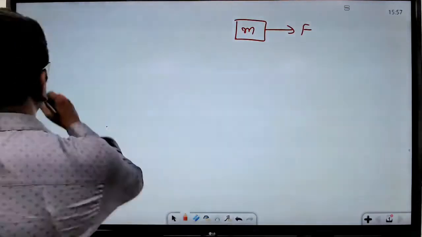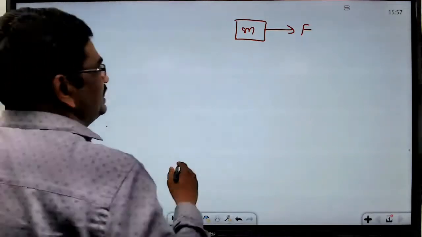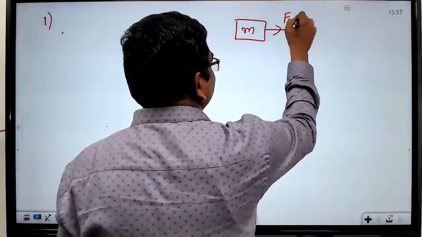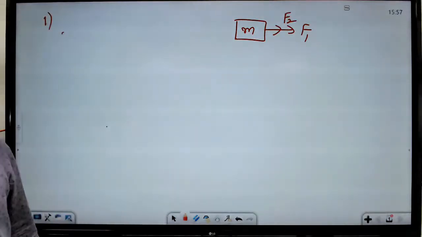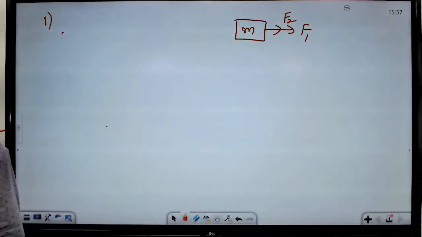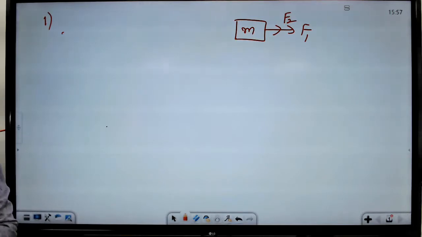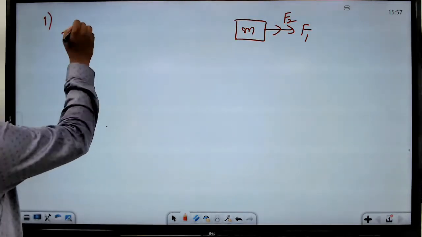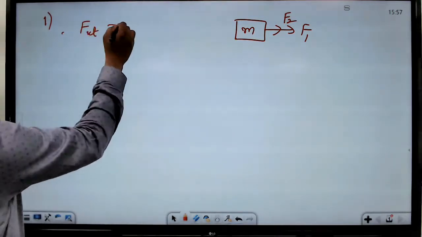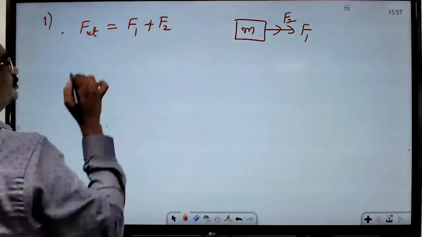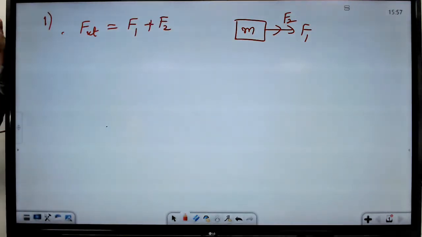So to calculate the net force, in the first case there are two forces. One is of magnitude F1, the other is of magnitude F2. They are directed in the same direction. Now what is the net force in this case? F net can be written as F1 plus F2.